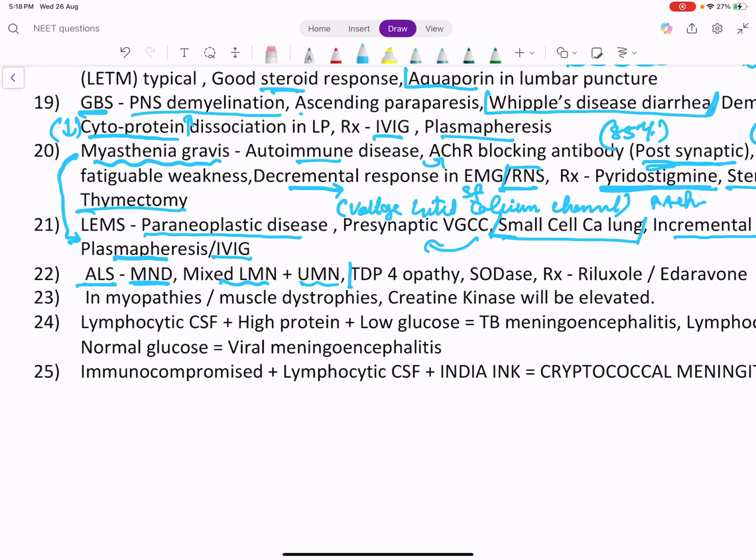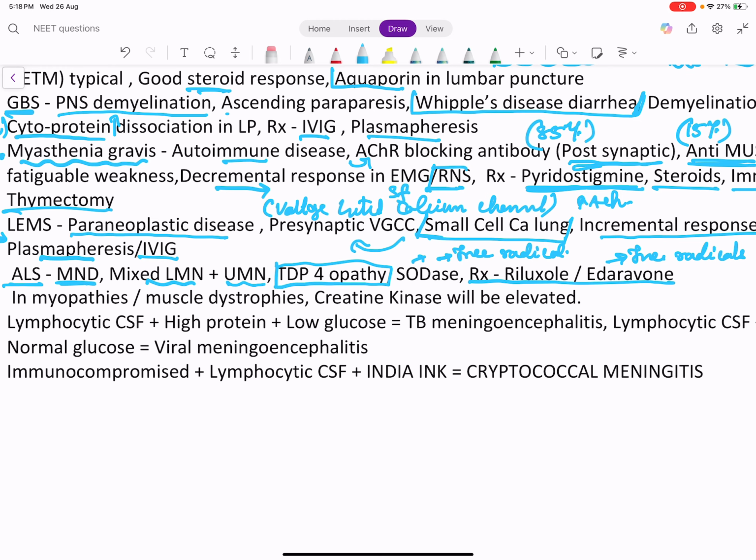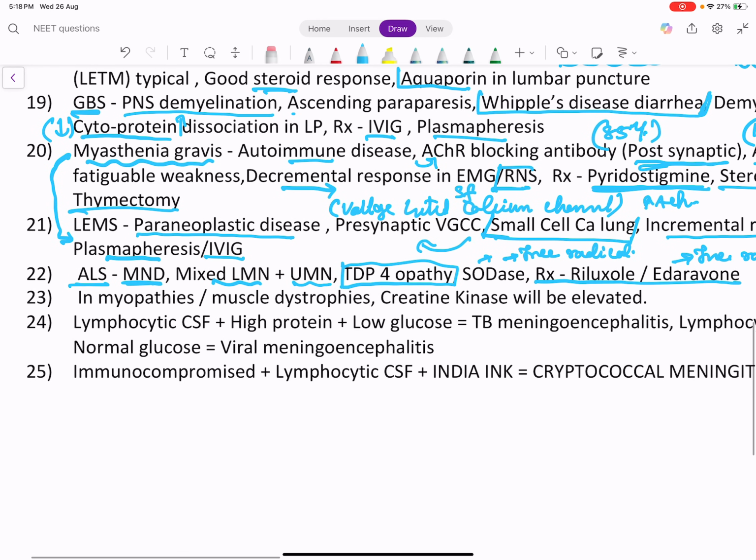Here it is a TDP-43 related disease. Here there is a deficiency of superoxide dismutase enzyme. So free radicals get accumulated which damages the nerve. So the treatment here is riluzole and edaravone. They are basically free radical scavengers, so they scavenge the free radicals and prevent the nerve injury. Now next is myopathy, muscle dystrophies, creatine kinase will be elevated.